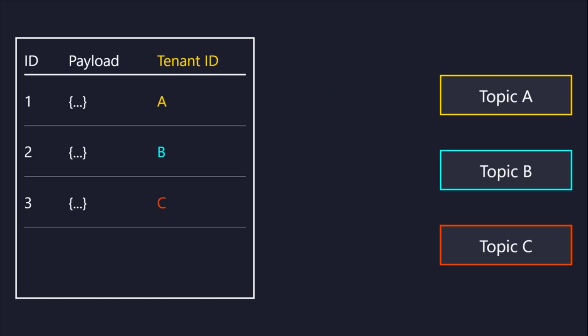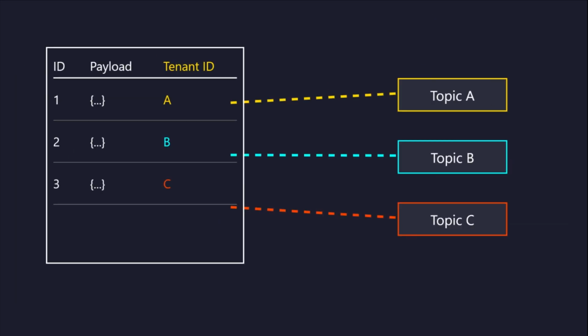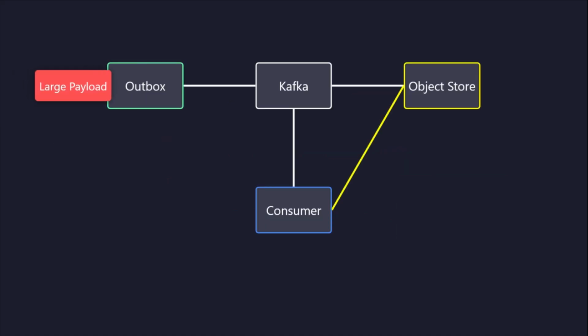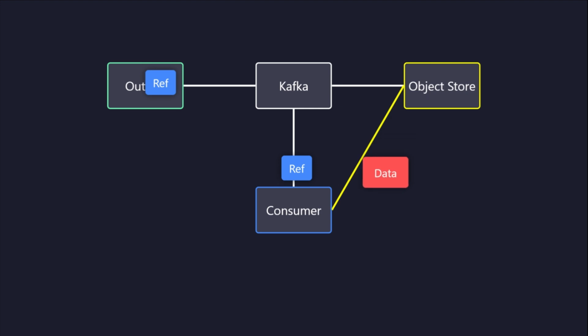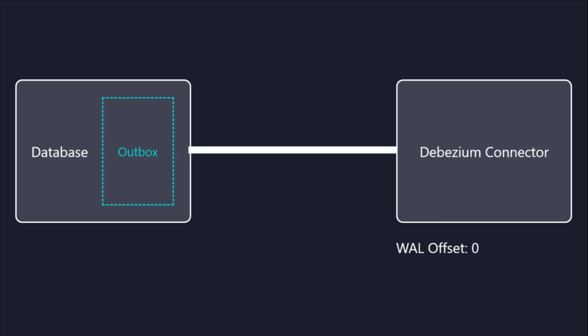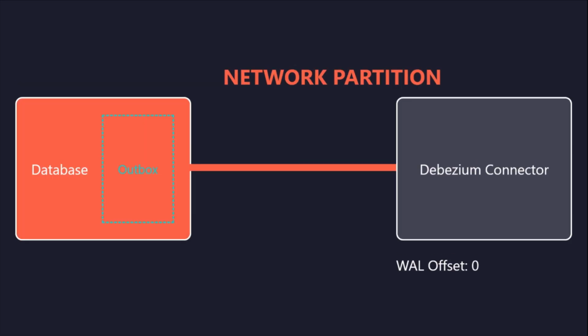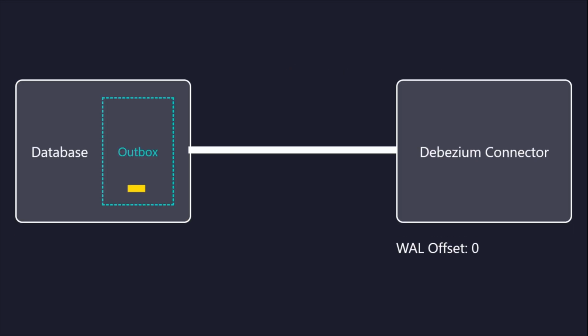If your application supports multiple tenants, include a tenant identifier in the Outbox table. This allows you to route events to tenant-specific topics or filter them based on organizational boundaries within your shared infrastructure. For very large payloads, store a reference link in the Outbox table instead of the full data. The consumer can then use this link to fetch the actual content from an object store, preventing Kafka and the database from becoming overloaded. Verify your implementation by simulating database restarts and network partitions.